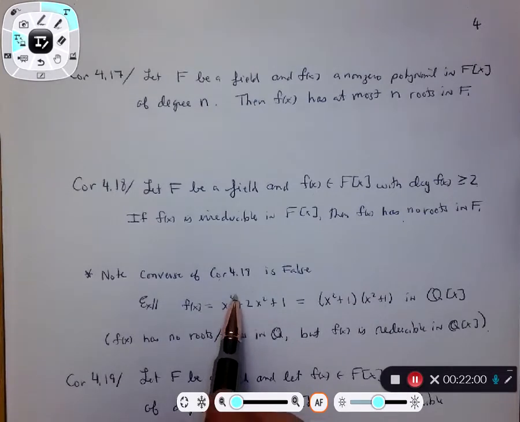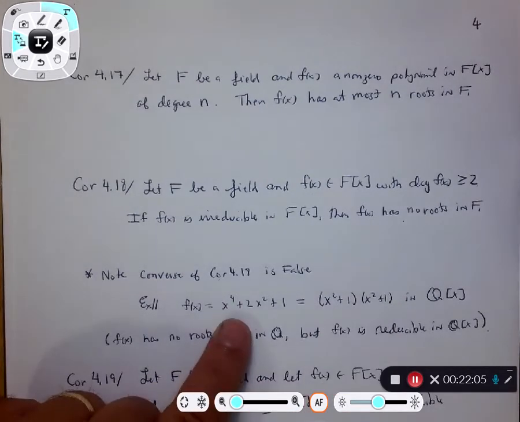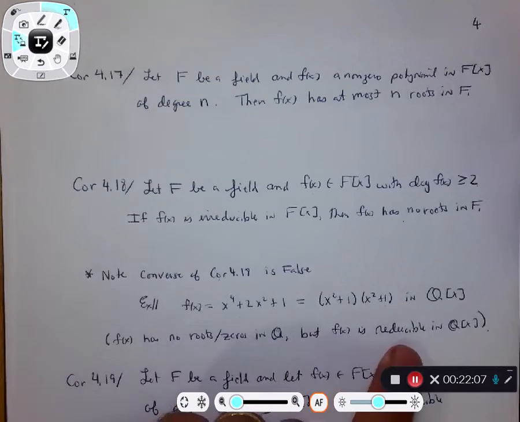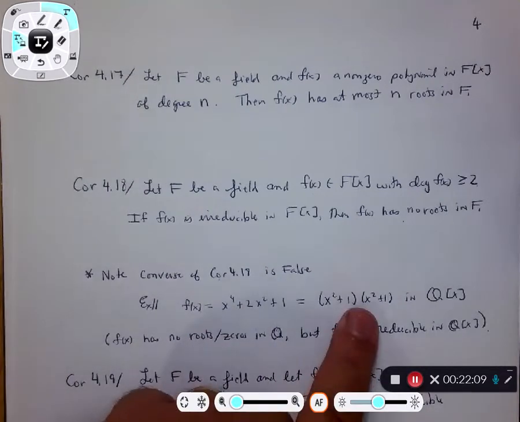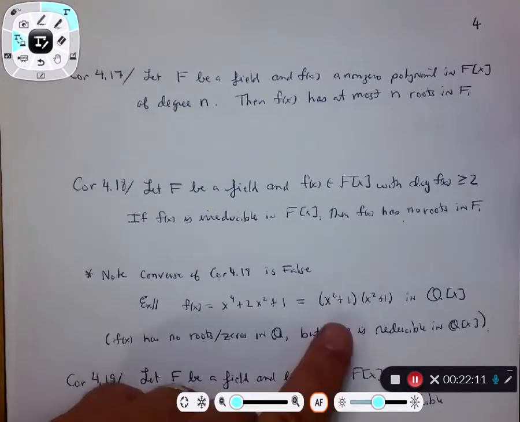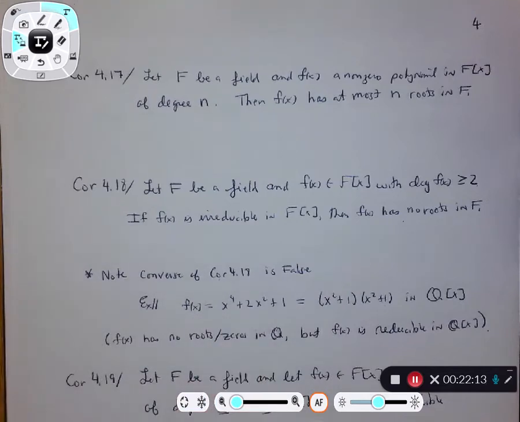That's because my degree was greater than 3. Once you get 4 or beyond, you can actually have some factors that won't show up as zeros. But f of x is reducible because as long as you can factor it, it's going to be reducible. So this, x to the fourth plus 2x squared plus 1, is actually a reducible polynomial in Q adjoined x.